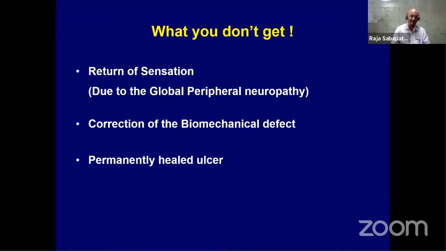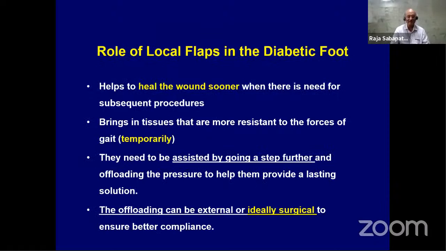So what we don't get is that, just because we do a major plastic surgery, they're not major actually, they are appropriate plastic surgery, the peripheral neuropathy the patient was suffering from doesn't go away. It still remains the same. The biomechanical defect which caused it remains. So we don't get a permanently healed ulcer. So you need to do something to get the ulcer healed. And that's where a surgeon who is interested in the diabetic foot comes in.